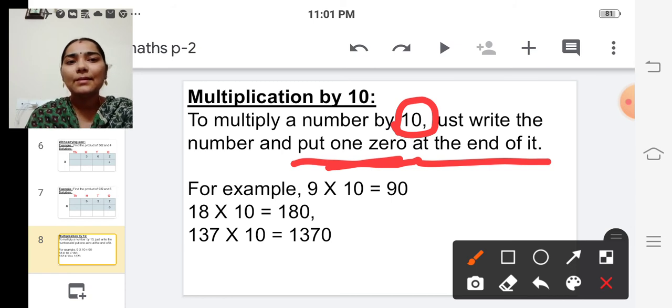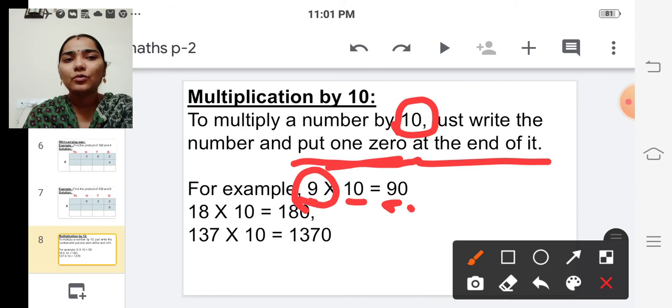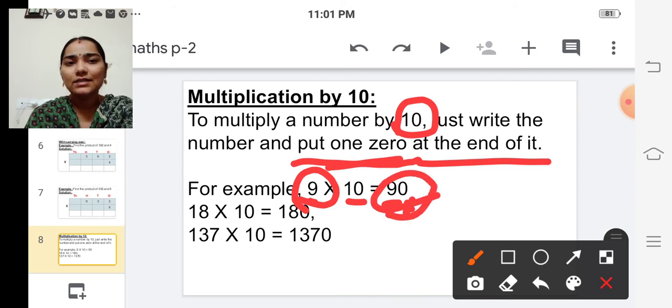Okay. See the example. 9 into 10. So what we have to do? We have to write the number as it is, and we have to put 0 at the end. Isn't it? So we got 90. 9 tens are 90, isn't it?